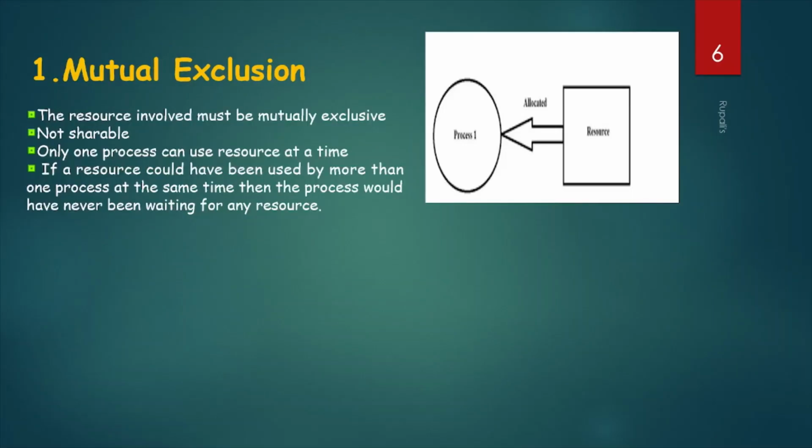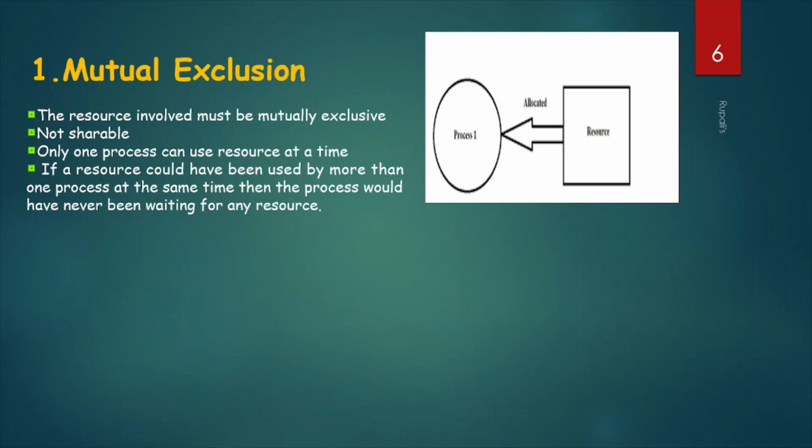So, our first necessary condition for deadlock is mutual exclusion. That is, when one process acquires one resource, then no other process can acquire that resource. That is, the resource involved must be mutually exclusive. That is, it is not shareable at all. Only one process can use that resource at a time.